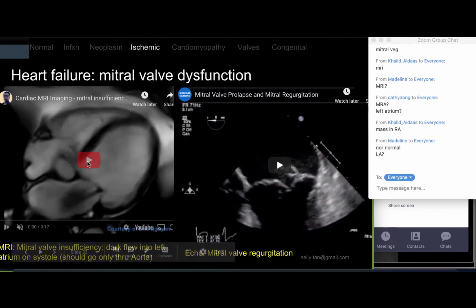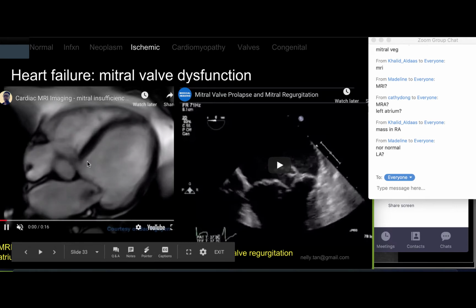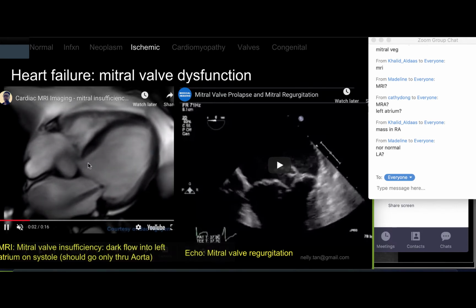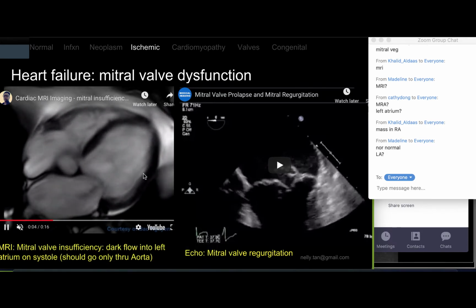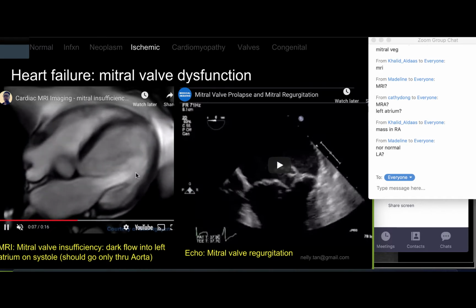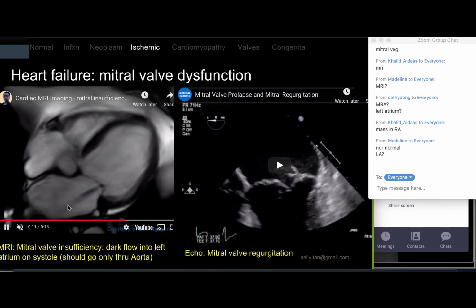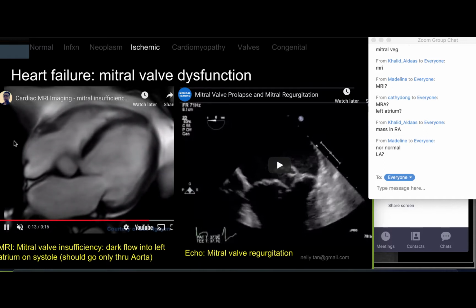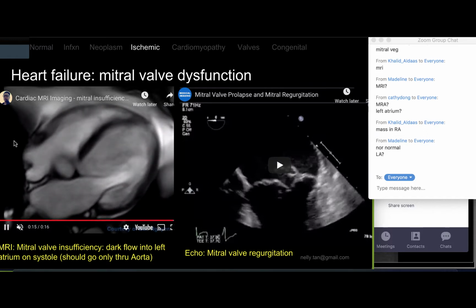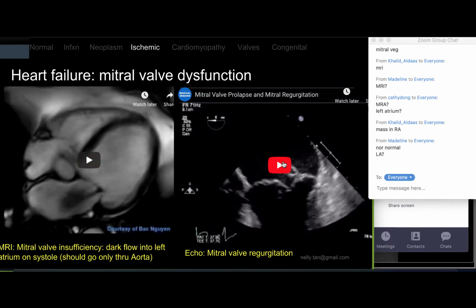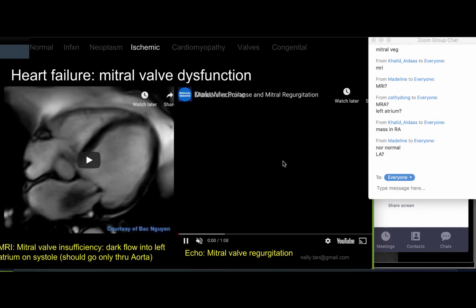So you can have mitral valve regurgitation. This was an example of a myocardial infarction that led to a mitral valve regurgitation. And you see the jet is going to the right pulmonary vein. This is why you see asymmetric right pulmonary edema in acute mitral regurg.